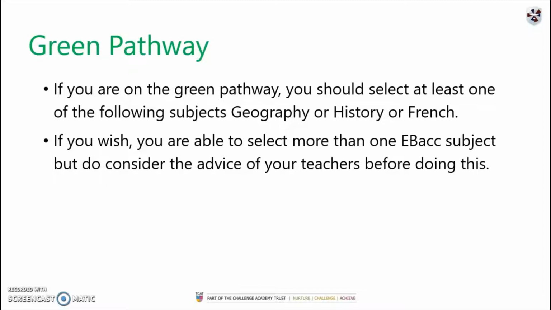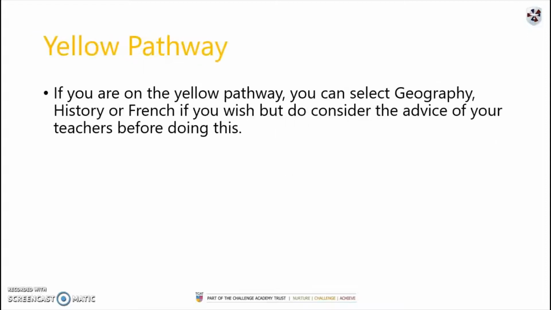The green pathway. If you're on the green pathway, we don't think that a full EBAC suite of subjects is necessarily right for you, but you will have to pick either geography, history, or French. You can pick the full EBAC suite by picking geography and French, or history and French if you wish, or you could pick geography and history if you wish, but we would advise you to take some advice from your teachers before doing that. If you're on the yellow pathway, you may select geography, history, or French if you wish to do so, but do consider the advice of your teachers before doing that. And that's the overview of the pathways.